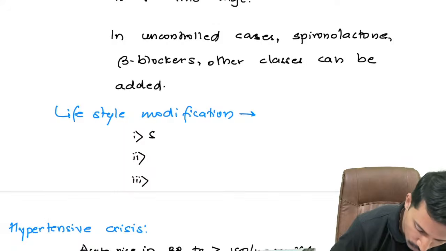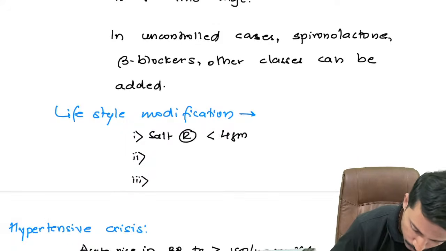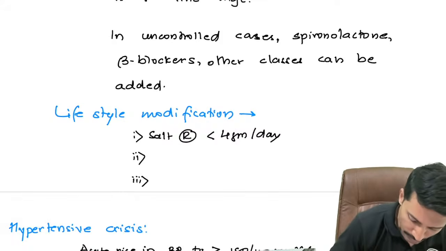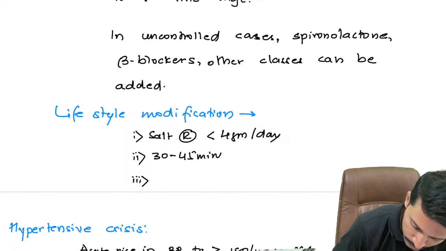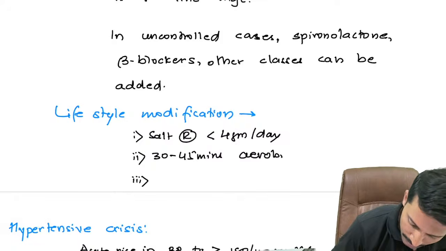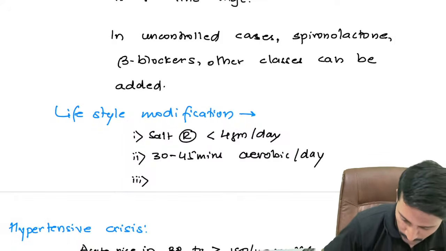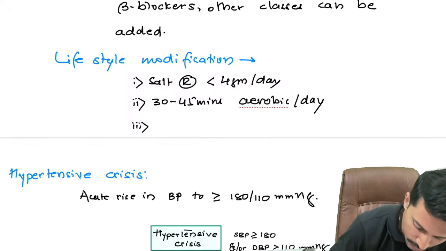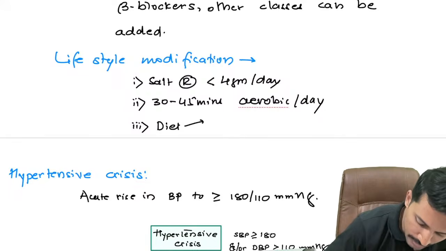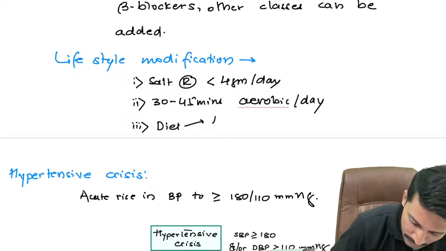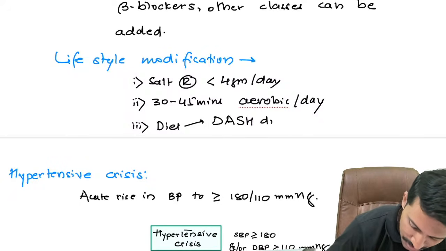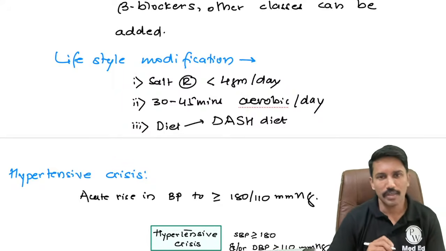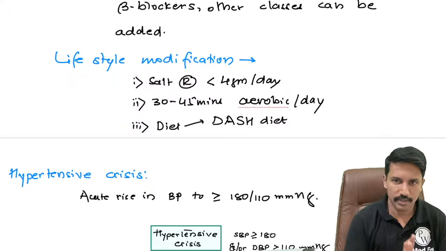So first is salt restriction to less than 4 grams per day. Then 30 to 45 minutes of aerobic exercise per day for at least 5 days a week. And the third one is diet. The preferred diet is something called the DASH diet, Dietary Approach to Stop Hypertension. The DASH diet is to be recommended. This is about our lifestyle modifications.